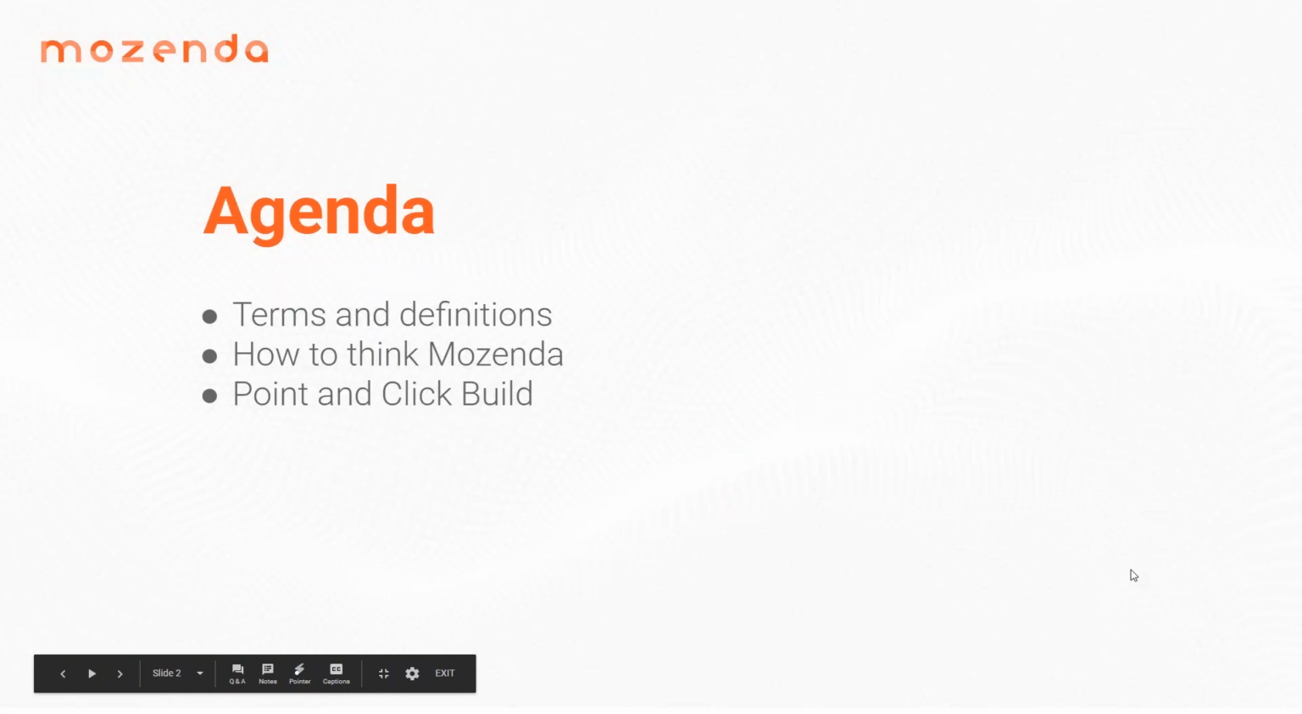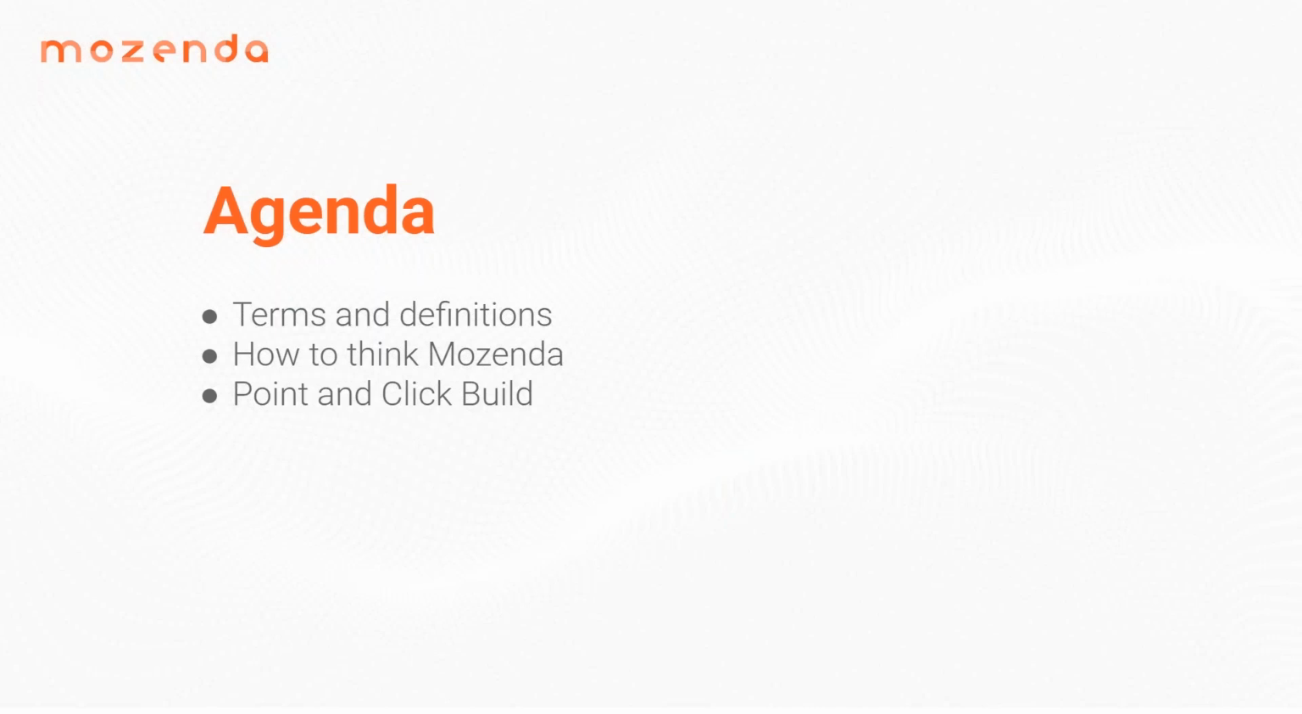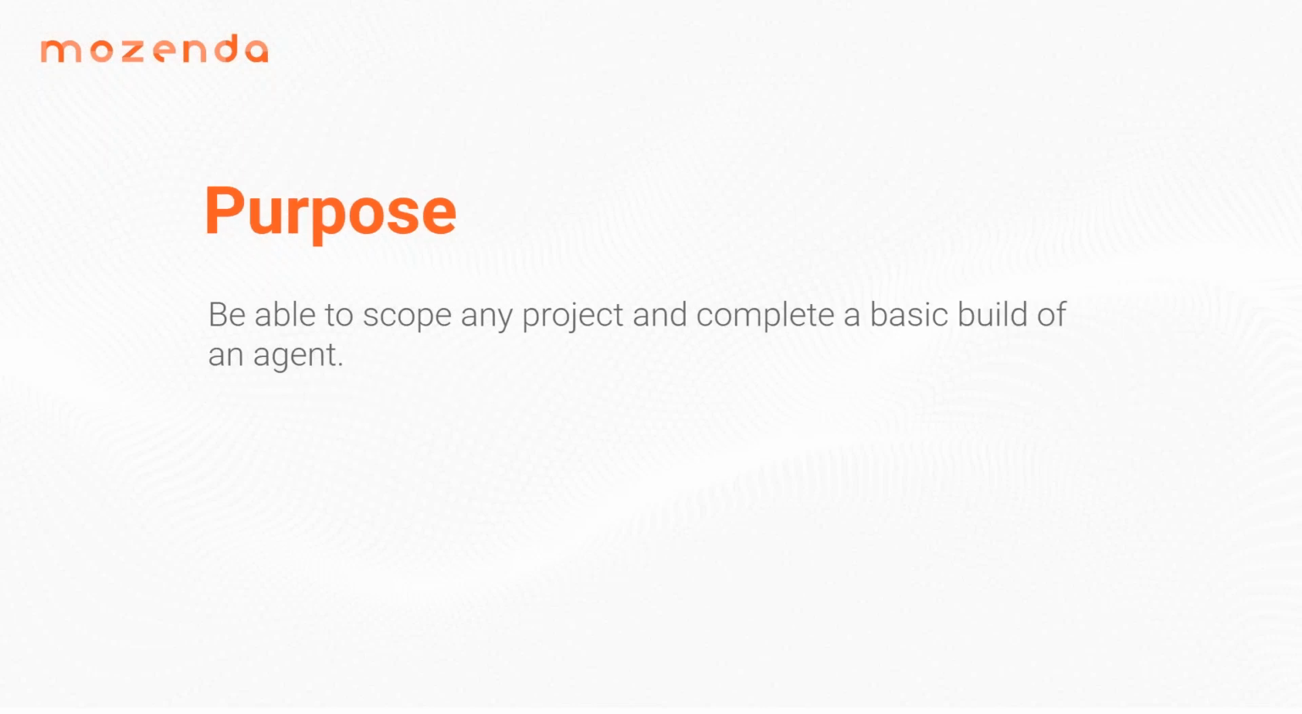So today, the agenda is to go over some common terms so that we can have a similar language as we discuss Mozenda. Then we're going to be talking about how to think Mozenda when it comes to scoping a project, looking at a website that we may need to extract data from, and then we're going to build an agent using our point and click technique. Because we put in the work of scoping out our agent, we'll be able to have the skills to build something that's fairly simple but also powerful. Our purpose today is to be able to scope any project and complete the basic build of an agent.